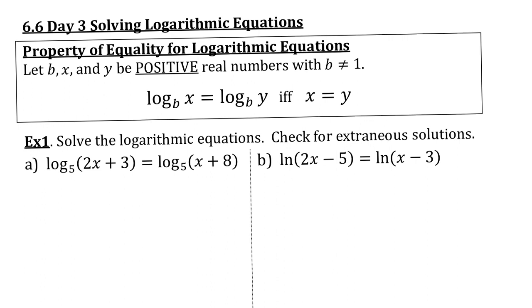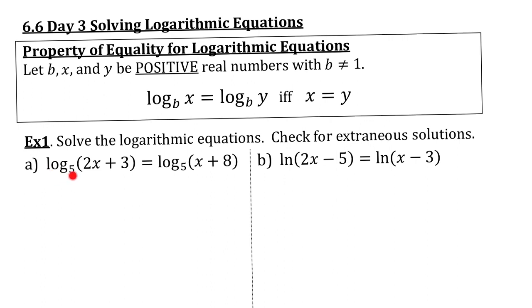The one thing to keep in mind on logarithmic equations is that the x and the y, or the arguments, have to be positive. So occasionally you'll get a solution that makes the argument not positive, in which case it would be an extraneous solution. Okay, so let's look at example 1.